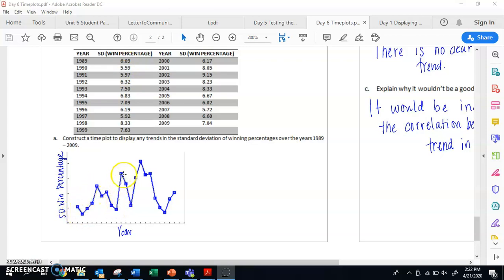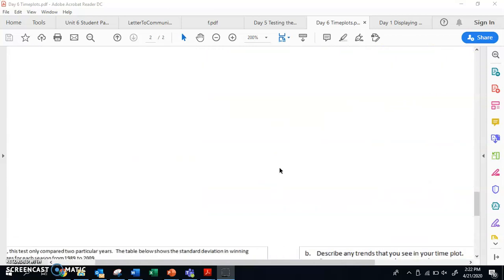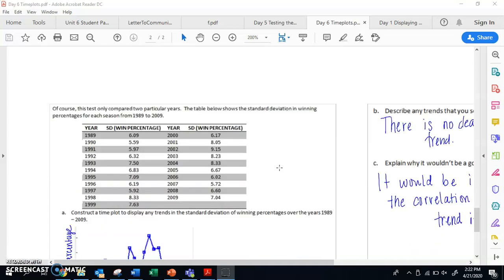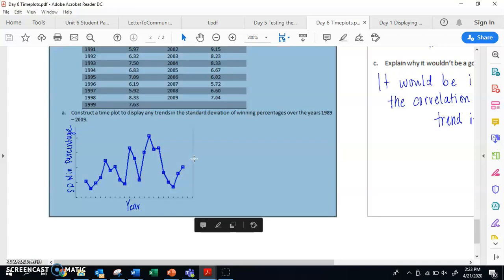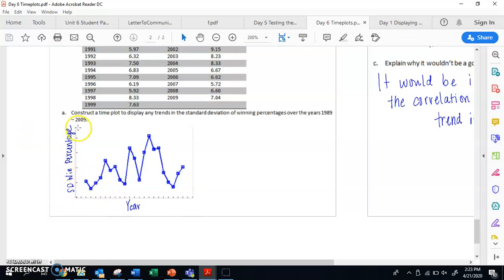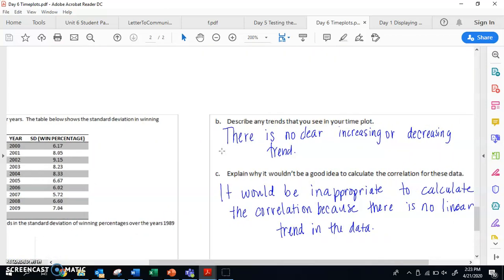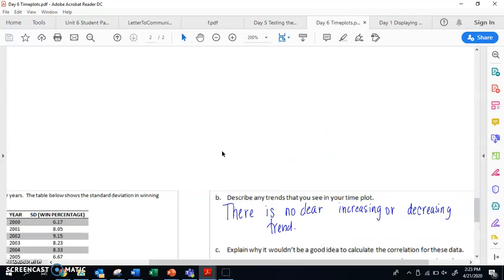And so you see this one is going up and down and up and down and up and down over and over again. And it's asking us, describe any trends you see in your time plot. So if I'm looking at this, we started here, we ended here, do we see any definitive trend that is happening here? Not really, right? I mean, it goes up and then down and up again a little bit and then down a lot and then up and down and up and down and up. So there's really no significant trend between year and standard win percentage. So we can say there is no clear increasing or decreasing trend.